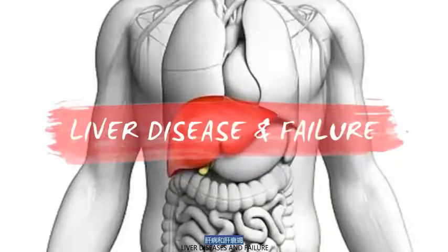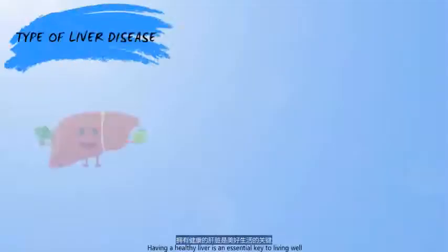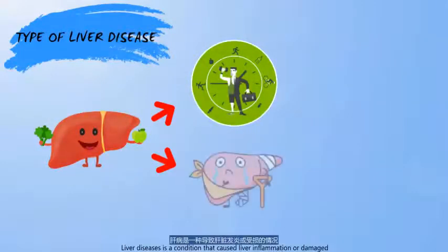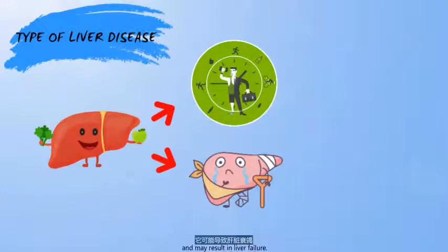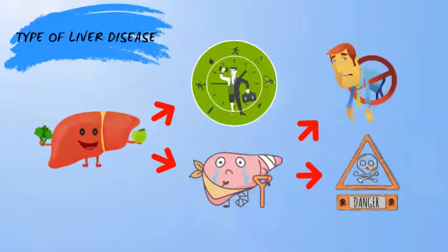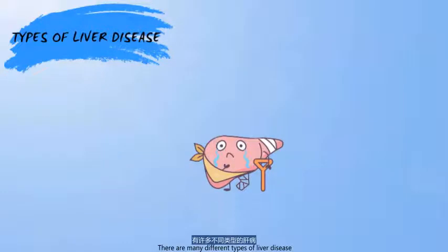Liver diseases and failure. Having a healthy liver is an essential key to living well. Liver disease is any condition that causes liver inflammation or damage and may result in liver failure. Liver failure can lead to poor health or, worse, can be life-threatening. There are many different types of liver disease.